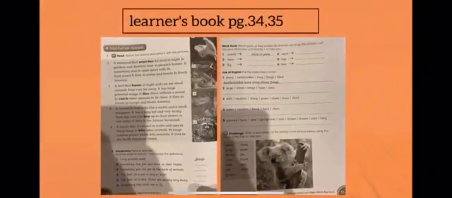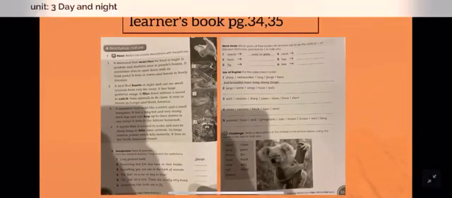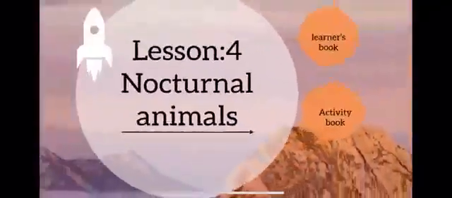So this was your activity book, page numbers 34 and 35. So yes, that's all for today.